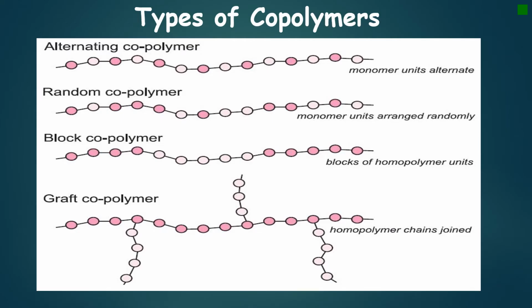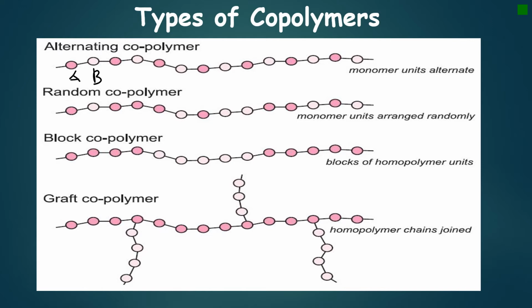Copolymers can also be further classified into 4 types depending on the arrangement of the monomer molecules throughout the structure of the polymer. So we have alternating copolymer, whereby the monomer molecules alternate with one another. For example, an A monomer molecule alternates with B monomer molecules, and this keeps on occurring throughout the structure of the polymer molecule.